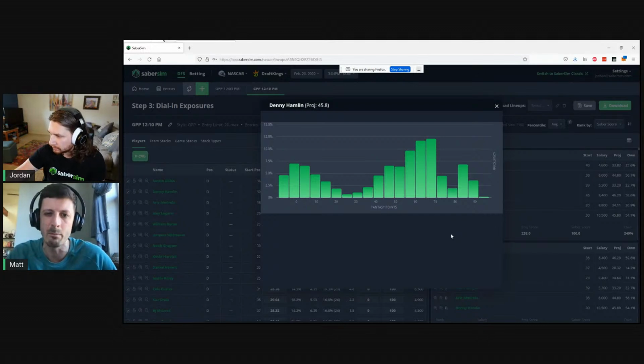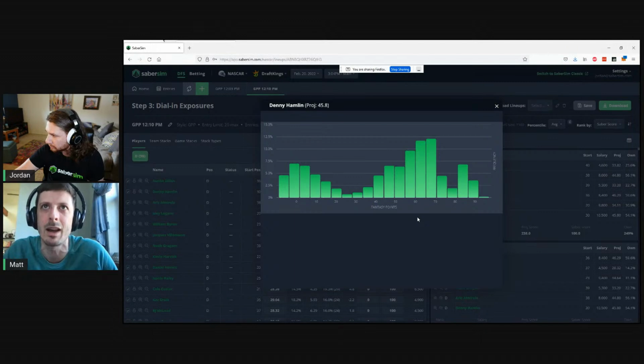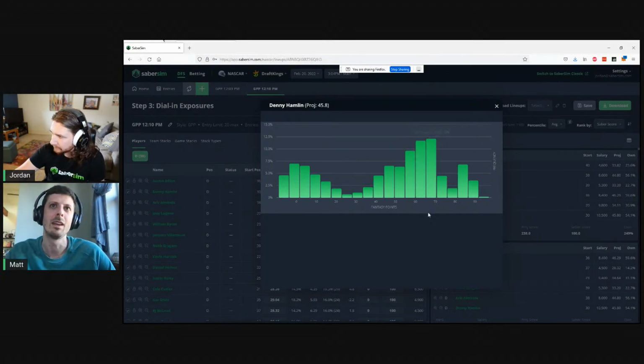So like all of these kind of in the middle, I think, are where he does well. He doesn't necessarily dominate, but he's going to get 30 points from place differential and maybe another 30 to 40 points from being in the top 10. And so that puts him at 60 to 70. And that's right where those bars are. So those 60 to 70 are basically he starts 30-something and he ends top 10 and he doesn't dominate. The very right-hand side is dominating. The left-hand side is crashes. That's how I would basically explain that graph.